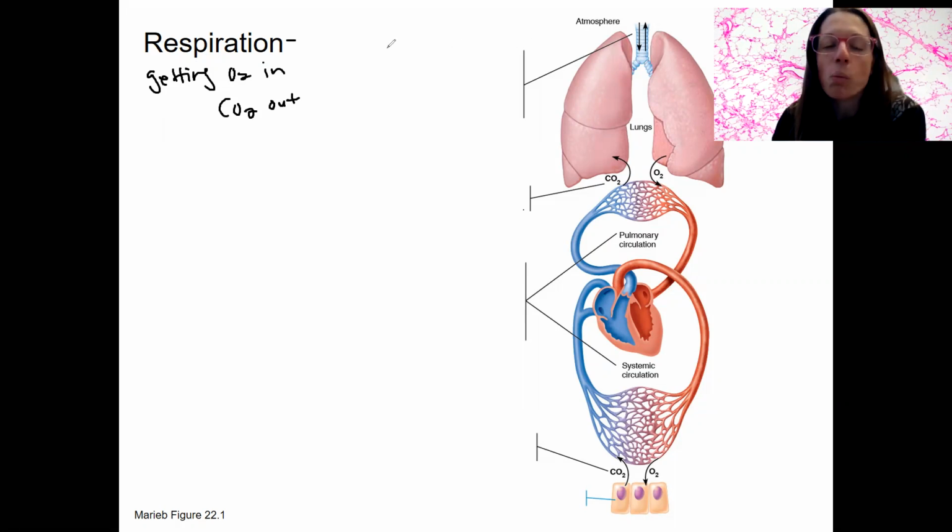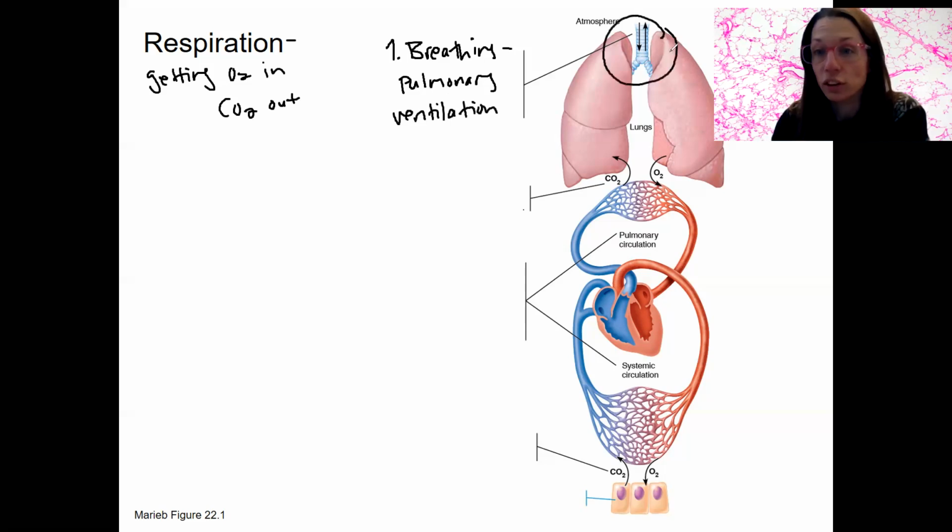Here's an overview. 1, let's use the simple term first, breathing. Of course, there's a technical term for this as well. It's called pulmonary ventilation. We are ventilating the lungs. Inspiration means air goes in. Expiration means air goes out. Many of the passageways along here are going to be conducting passageways. So this is conducting air along these passageways.